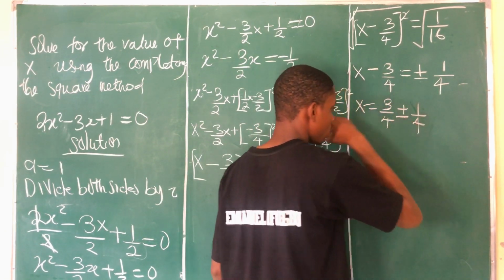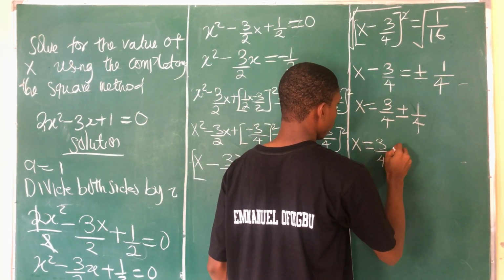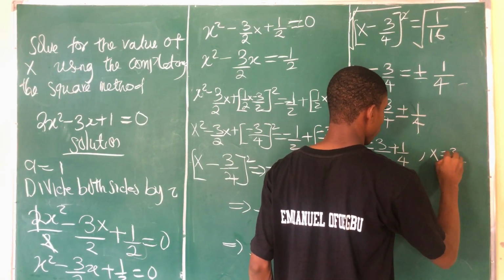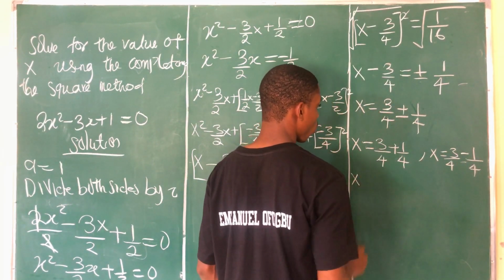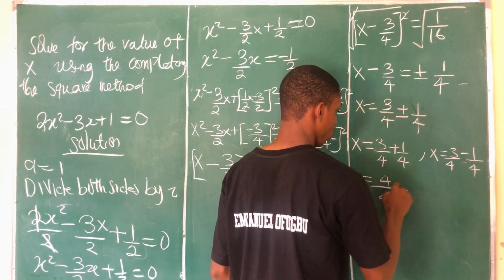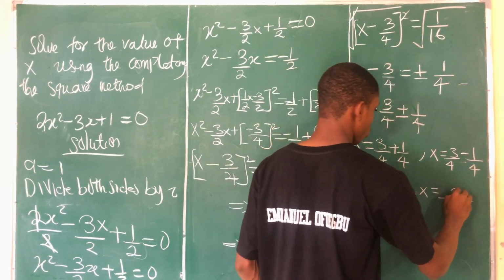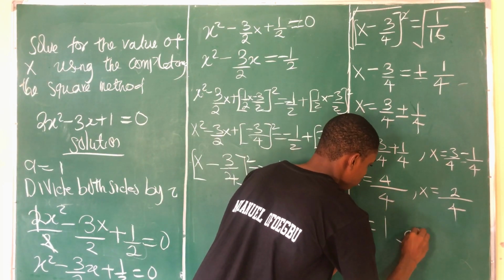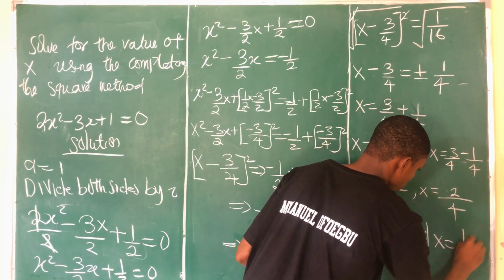Therefore, you have two values of x. We say that x is equal to 3/4 plus 1/4, or x equals 3/4 minus 1/4. Since the LCM is the same, it becomes 4. We have x equals 4 as the LCM, 3 plus 1 is 4, and 3 minus 1 is 2. So x equals 4/4, which is 1, and 2/4, which is x equals 1/2.